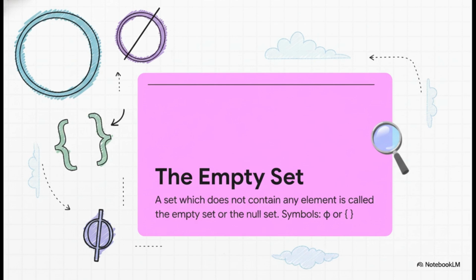The empty set, or sometimes the null set, is just a set with 0 elements inside. We use this Greek letter phi, or just a pair of empty curly braces to show it. A great example is the set of even prime numbers greater than 2. Well, the only even prime number is 2, so there are no numbers that fit that description. That makes it an empty set.